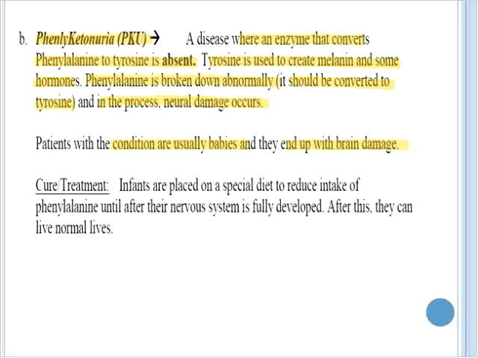The cure and treatment for this involves a modification of the diet. The diet will have a reduced intake of phenylalanine until after nervous system development has been completed. After this, they can live normal lives.